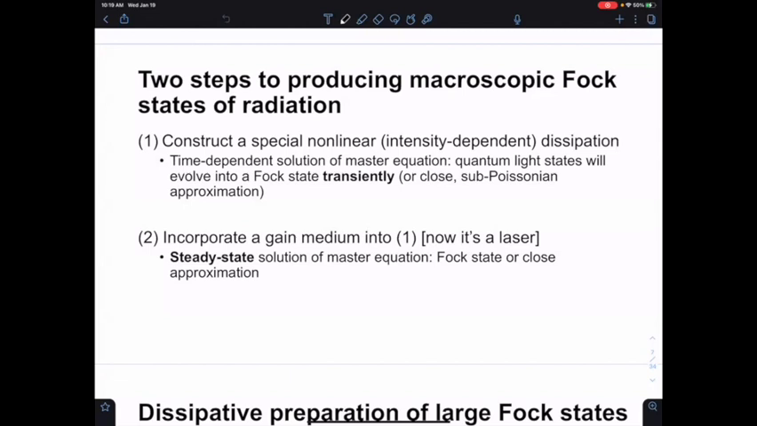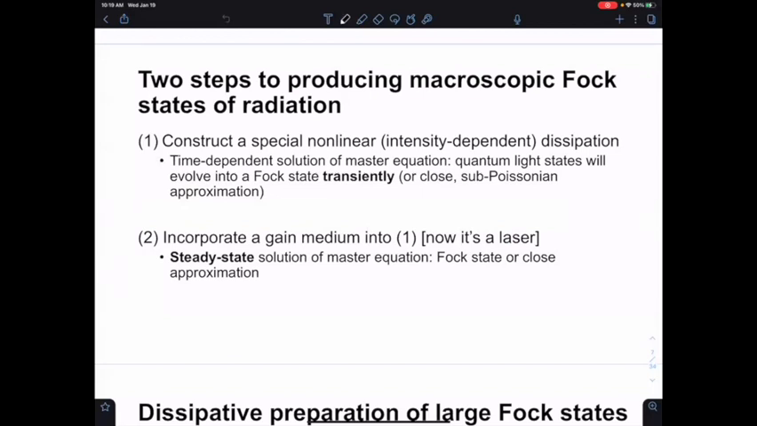So basically, in step 1, we construct the special nonlinear dissipation that allows for transient generation of Fock or sub-Poissonian approximations. And then in the second step, we're going to stabilize those states in time and convert them into steady states of the system by incorporating a gain medium that interacts with this special nonlinear intensity-dependent dissipation.